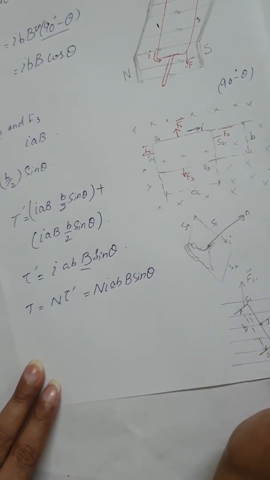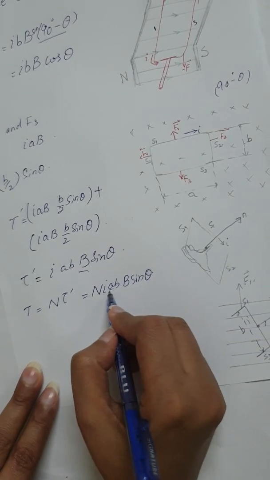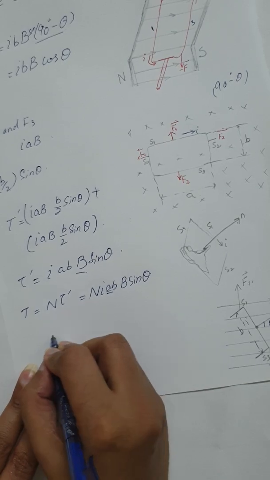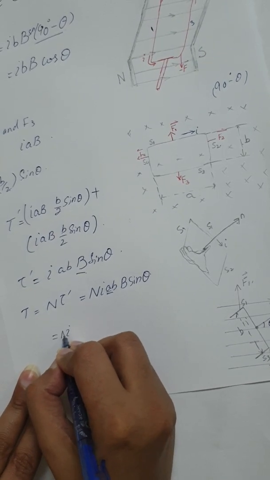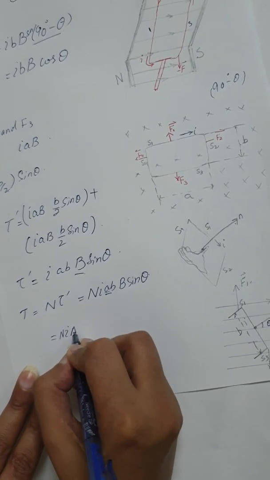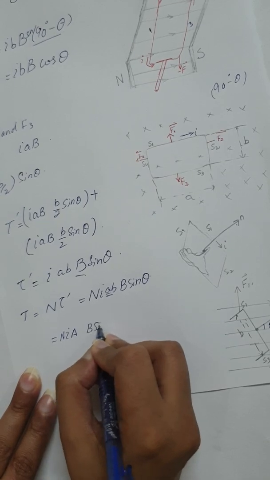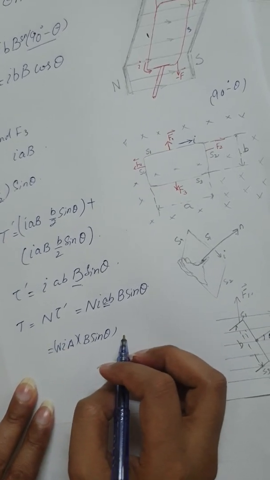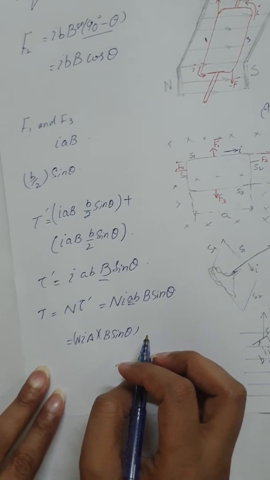And we know A is the area enclosed by the coil, so this would be NIA into B sine theta.